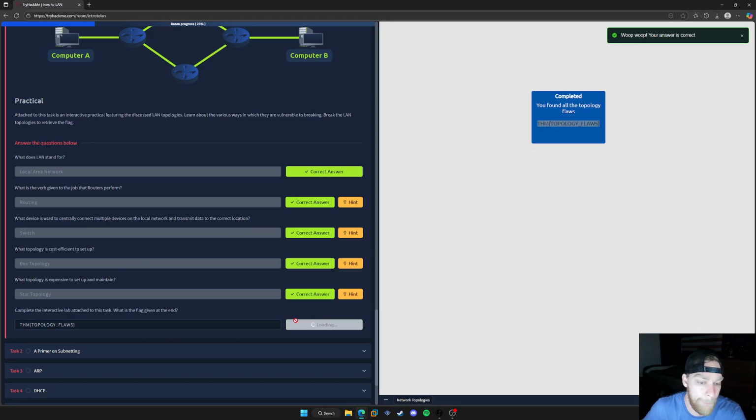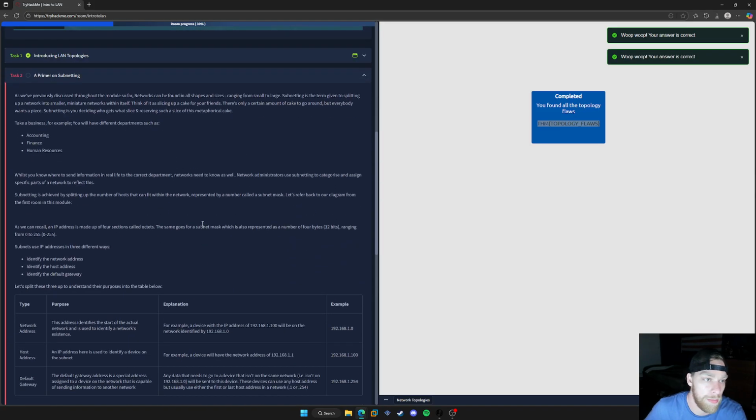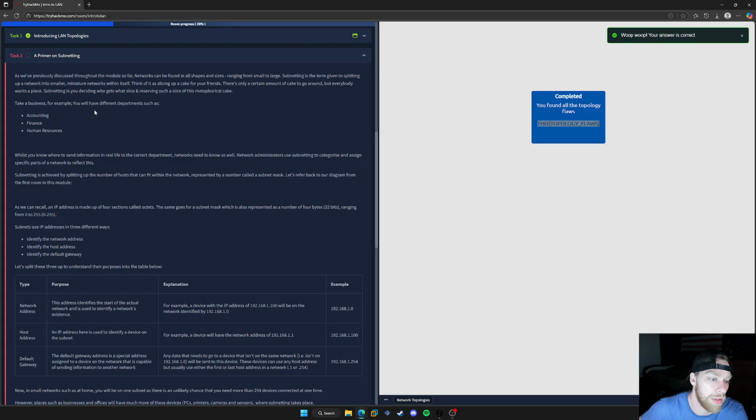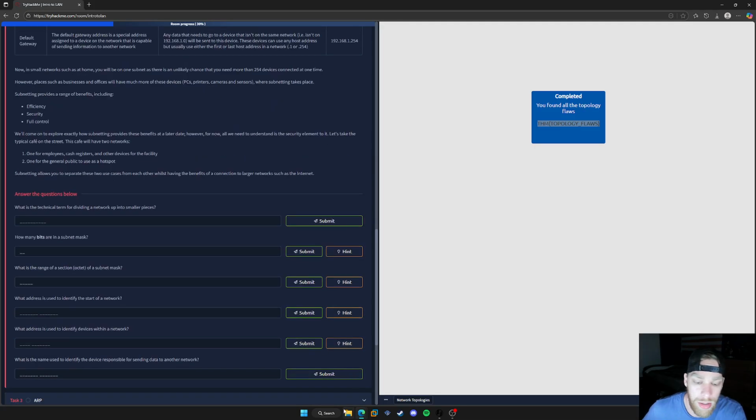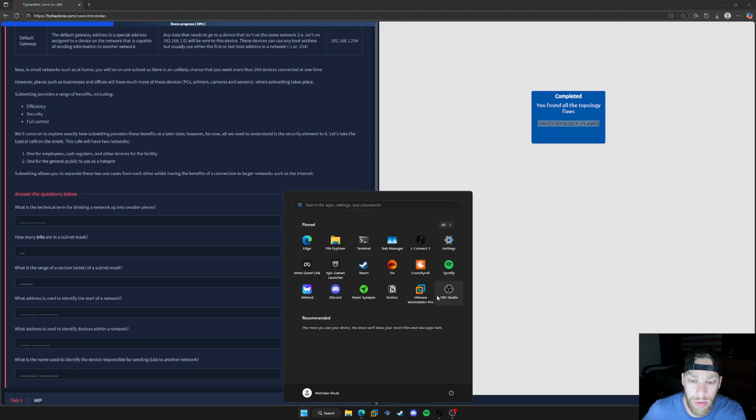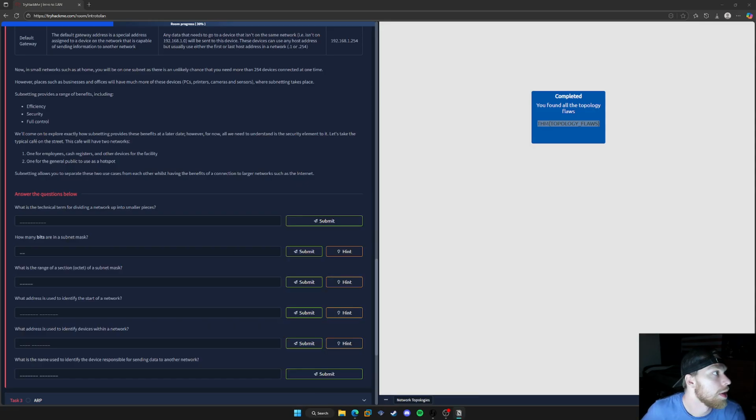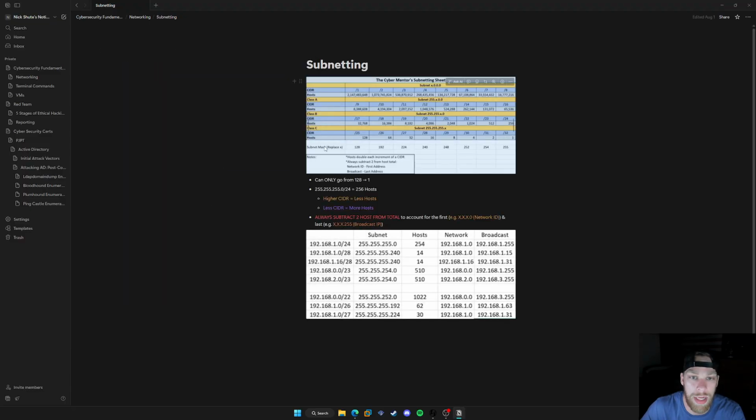Okay. Primer on subnetting. Okay, so this is where it gets a little bit tricky. Basically, I am going to pull up my notes. And where is it at? Here. Of course, it doesn't want to load. But there is a table that I have here. There's a table right here.